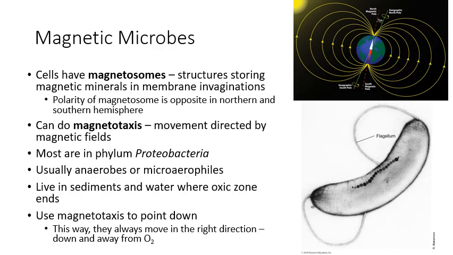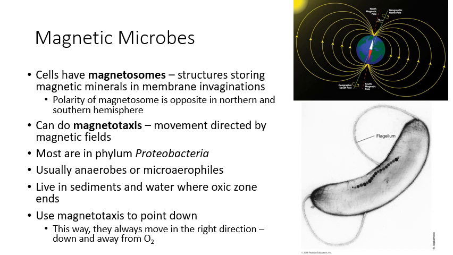And finally, the last thing we'll talk about is magnetic microbes. So most magnetic microbes are bacteria in the phylum Proteobacteria, and all of them have magnetosomes. A magnetosome is a structure made out of membrane invaginations, foldings of the cell membrane, where they're storing those magnetic minerals that they're using to let them sense the magnetic field.